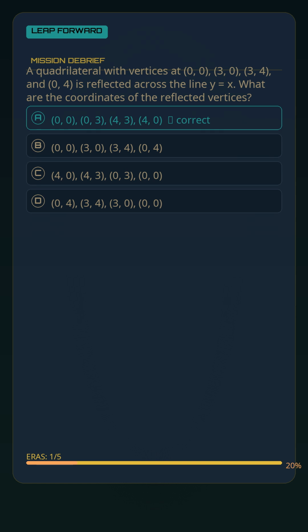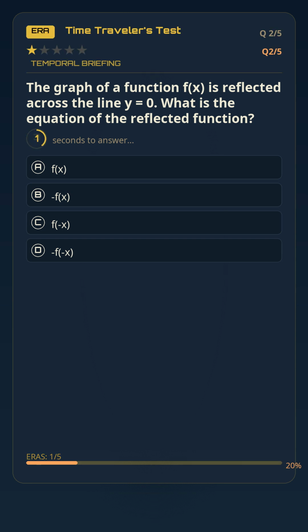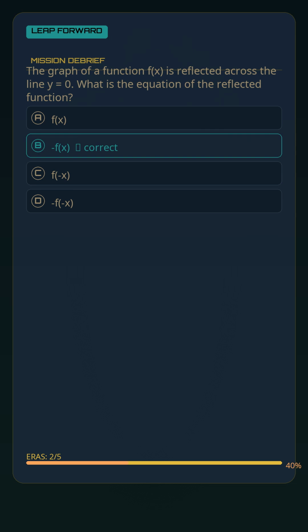(4,0). The graph of a function f(x) is reflected across the line y = 0. What is the equation of the reflected function? The correct answer is B. When a graph is reflected across the line y = 0, the x-axis, the y-coordinate of each point is negated, resulting in the new equation -f(x). This operation effectively flips the graph upside down.